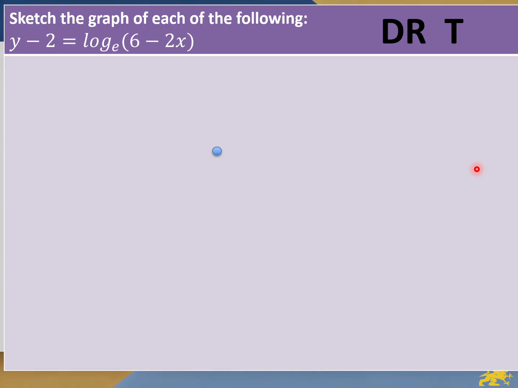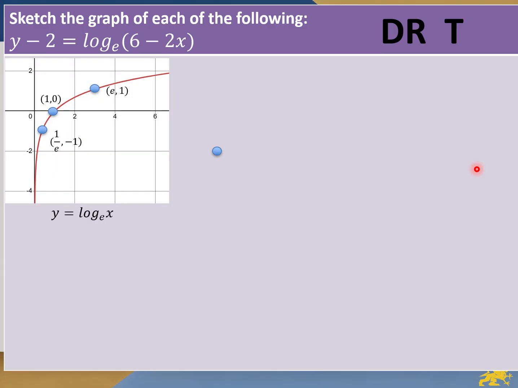Let's look at this next one. y minus 2 is equal to log base e of (6 minus 2x). So here, the first thing we're going to do is look at our basic graph. Then we're going to see, is there any dilation? And we do have dilation here. We've got the 2 in front of the x, which is a dilation factor of a half from the y-axis.